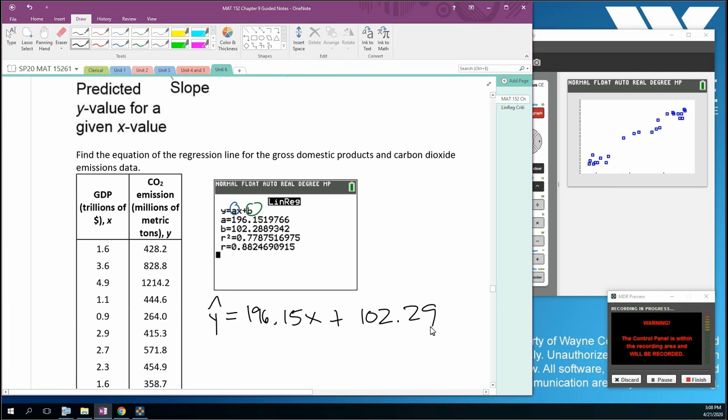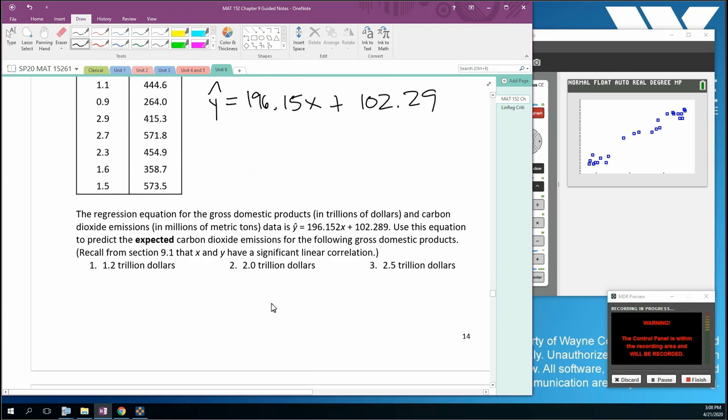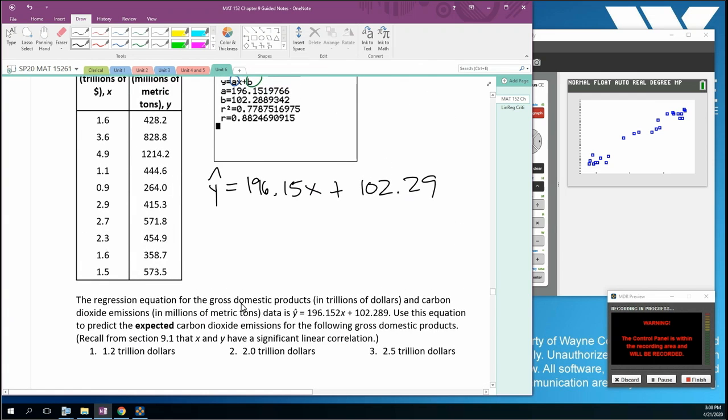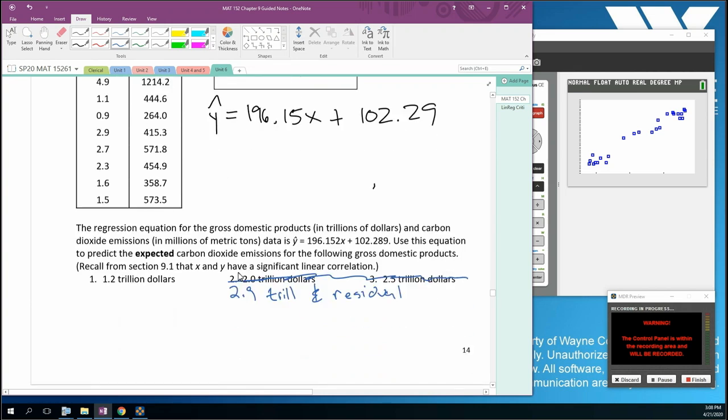For this, I actually did this to 3 decimal places, but 2 should be really enough, unless it's less than 1. Just use common sense here. Now, instead of this, I'm actually going to change this one here for 2.9 trillion, and I want the residual. So, the regression equation for the gross domestic product in trillions of dollars is this here.